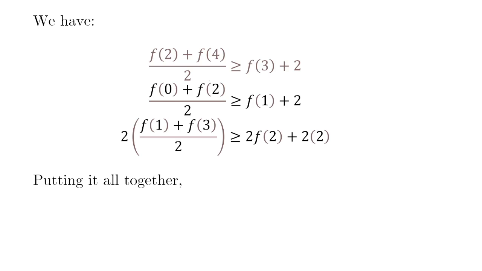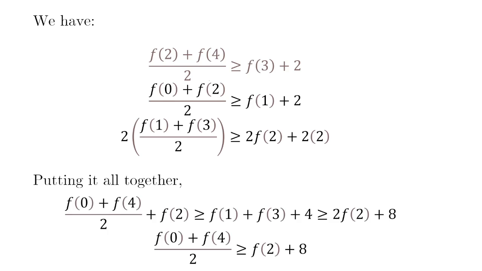If we want to put it all together, we take the first inequality added with the second inequality to get f(0) plus f(4) over 2 plus f(2) is at least f(1) plus f(3) plus 4. And now we chain it with the last inequality to get that this is greater than or equal to 2 times f(2) plus 8. Now canceling the f(2) from the leftmost side and the rightmost side, we get (f(0) + f(4))/2 is at least f(2) plus 8.